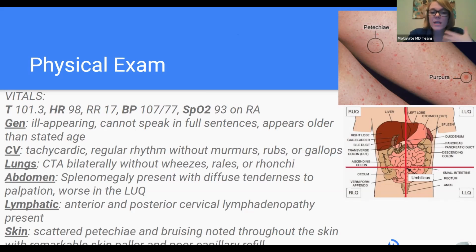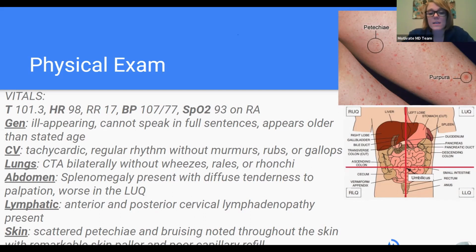He's ill appearing. He can't speak in full sentences, and he appears older than his stated age. He is tachycardic, as we indicated from the vital signs themselves, but he has a regular rate and rhythm without murmurs, rubs, or gallops. His lungs are clear to auscultation.